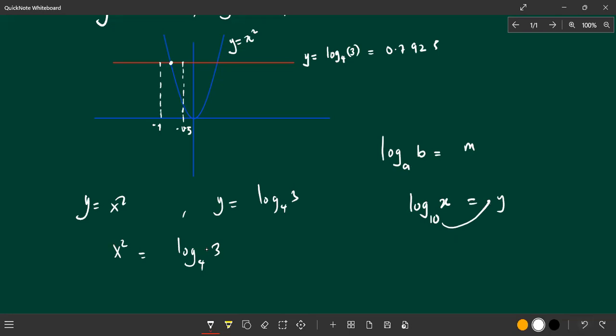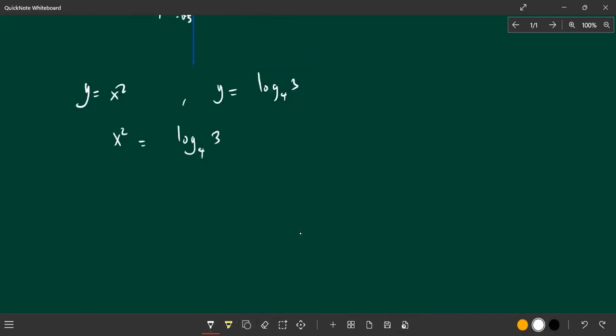So here you can say 4 to the power x squared equals 3. So we end up having 4 to the power x squared equal to 3. If I move 3 to the other side, I have 4 to the power x squared minus 3 equals 0. So this is my function now. I've combined those two equations and come up with just one function, 4 to the power x squared minus 3.